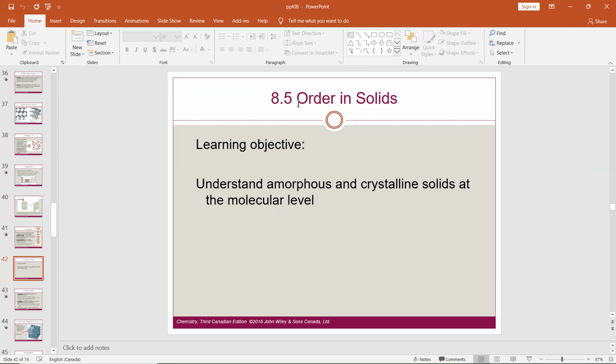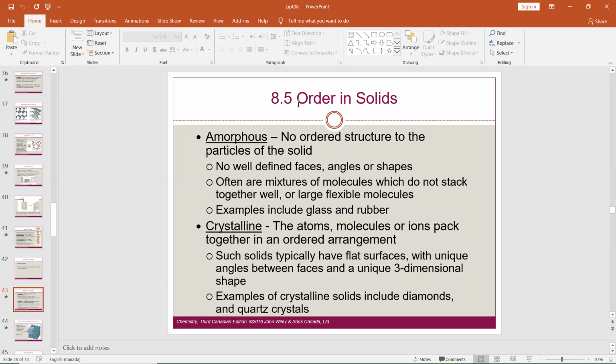We're going to understand amorphous and crystalline solids at the molecular level. Amorphous means without form, really, that's what it means, but in our case it's random arrangements. It's not ordered arrangements in some repeated lattice or set of unit cells as we see in crystalline solids. So glass can be amorphous, quartz can be crystalline, and so here are our definitions.